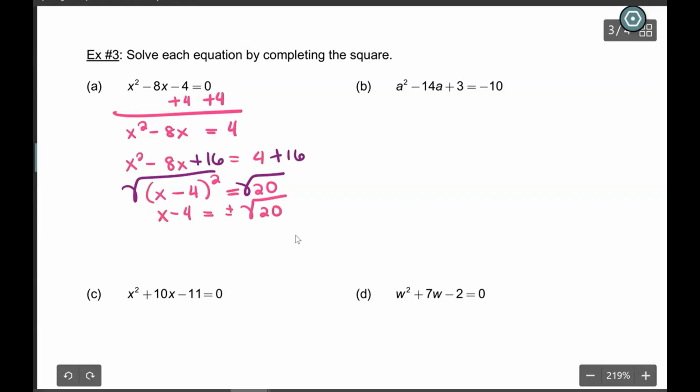Now, square root of 20 does simplify a little bit, but it's not a perfect square, so we're just going to leave it under the radical sign. And then we're going to add 4 to both sides, and I have x equals 4 plus or minus square root of 20.